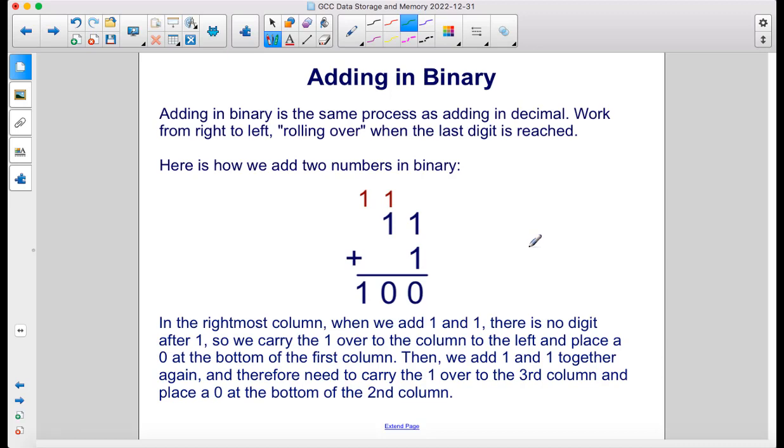Adding in binary is the same process as adding in decimal. You work from right to left, rolling over when the last digit is reached, in this case, when you reach a 1. Here is how we add 2 numbers in binary.